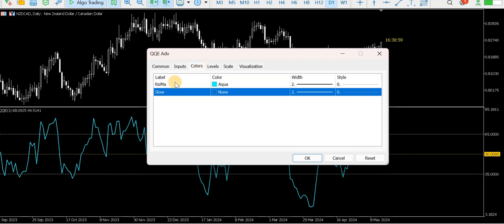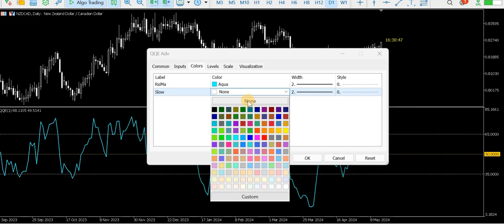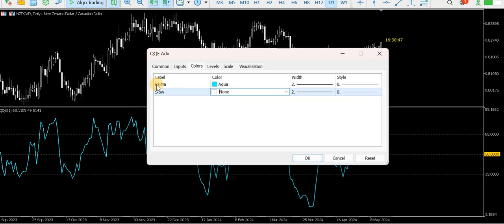And for the colors, we only want to see one line. So the slow line here, the color, when you double click on this, you can have none. A choice is none. You can make it black to suit the background, but you just make it none. And all you want to see is the RSI MA displayed, which in this case is the aqua line. So that's the only line.